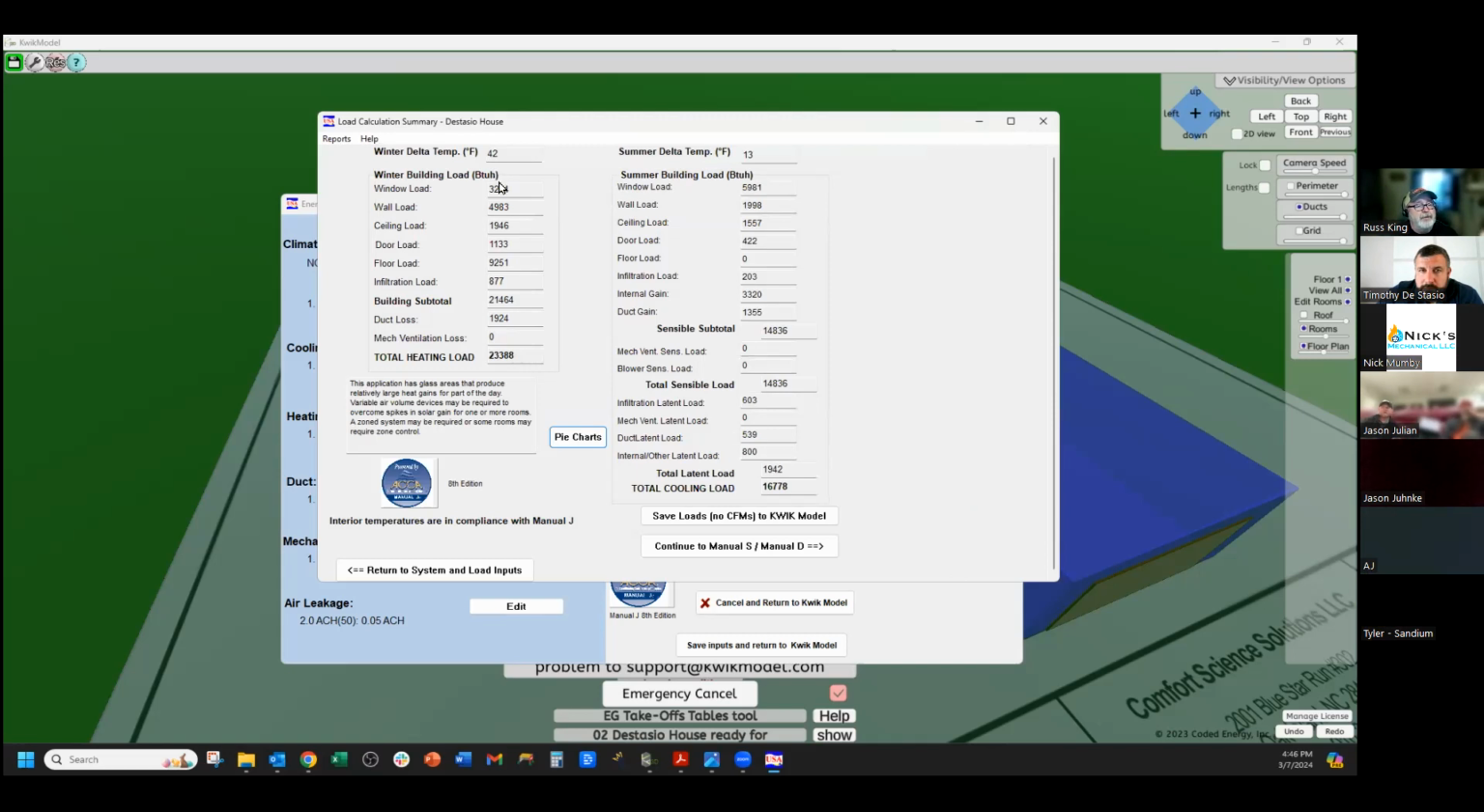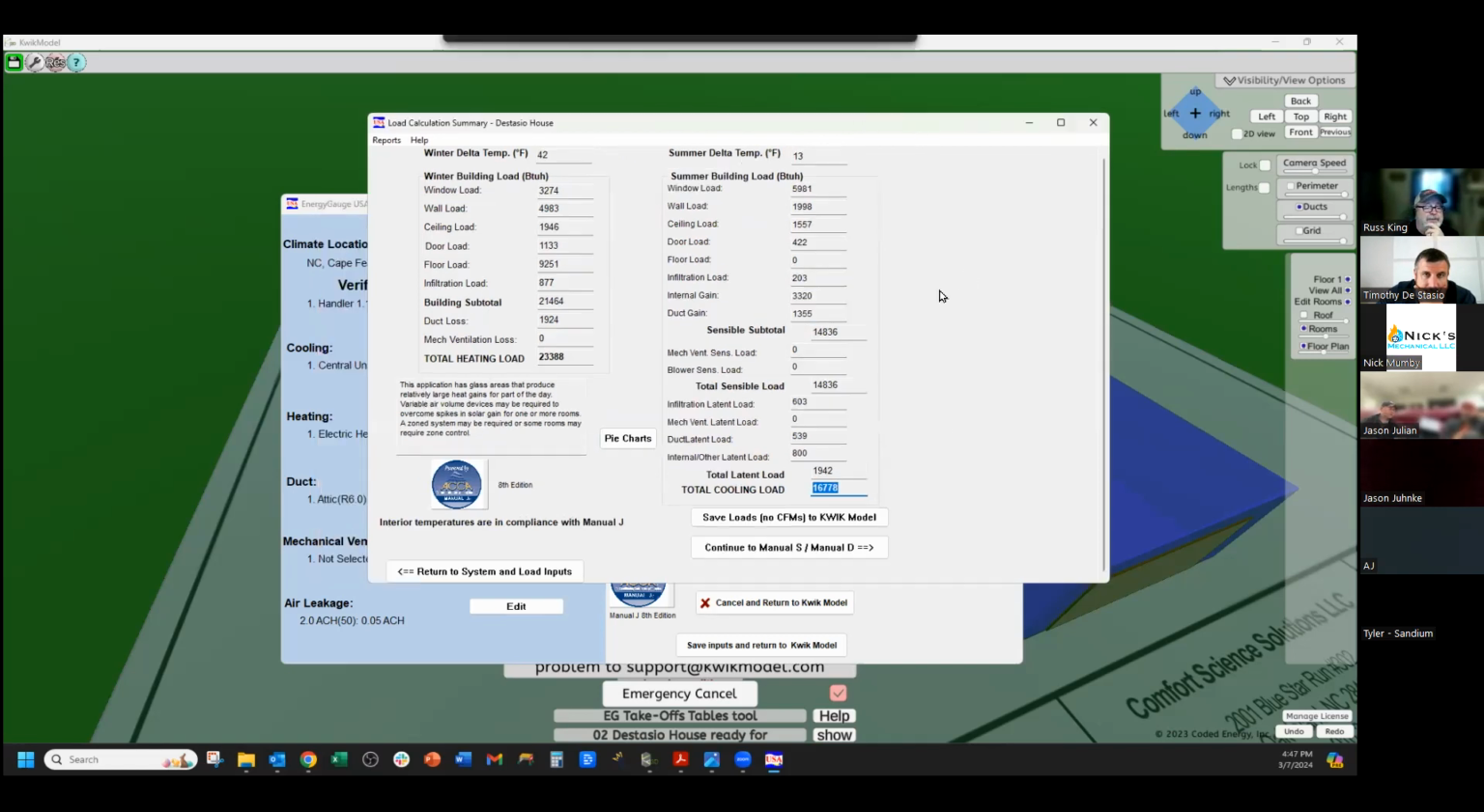So, once all your load calcs are done, what I typically do is I'll take a screenshot of this, and then I'll go back into QuickModel and make some changes, and then come back here and look at it and see how big of a difference it makes until I'm satisfied with those numbers. And then you go to Manual S and you start picking your equipment. So there you go. That's Manual J. That's the short version.